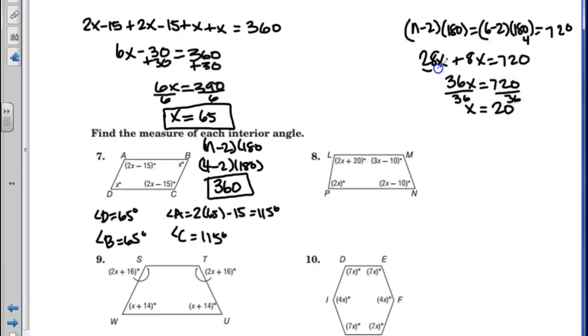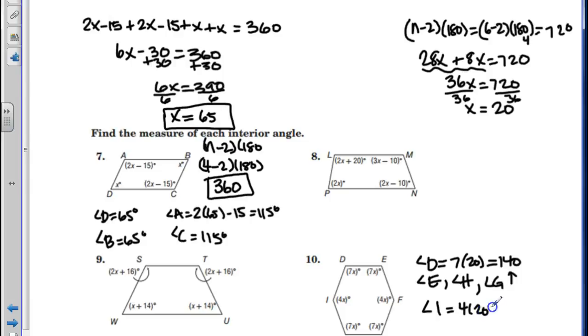So x is 20 when I divide 36 from both sides right here. Now notice these were on the same side, so I just mushed them together. So you just add those. All right, so x is 20. Now I go back and plug in here. So angle D is 7 times 20, which would be 140. So is angle E, angle H, and angle G. They're all 140. Angle I is 4 times 20 or 80, and so is angle F.